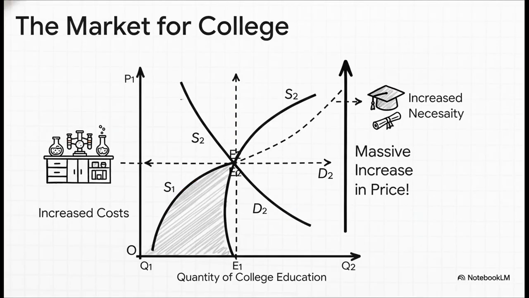Now, for college, the story was the complete opposite. The costs to actually run a university, from fancy labs and libraries to paying good professors, went way up. That shifted the supply curve to the left. At the same time, way more people decided a college degree was essential for a good life, so the demand curve shifted way out to the right. Less supply and way more demand, you guessed it, a much, much higher price.